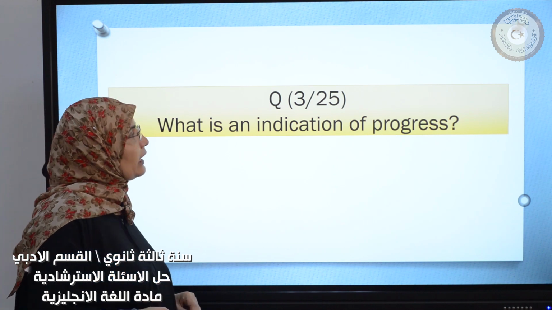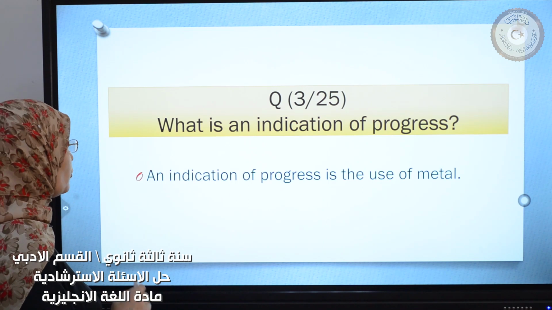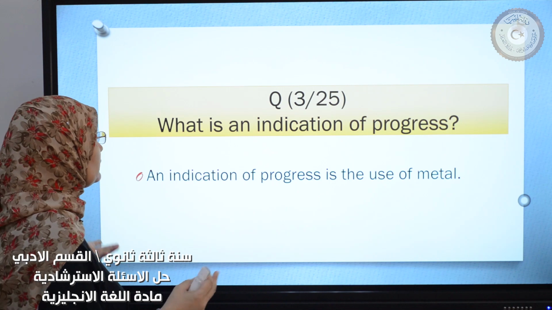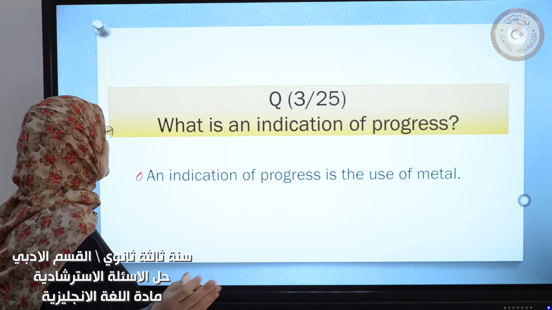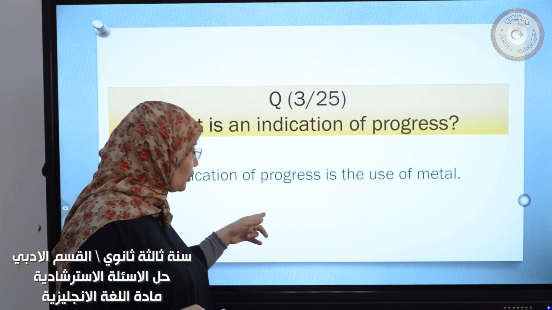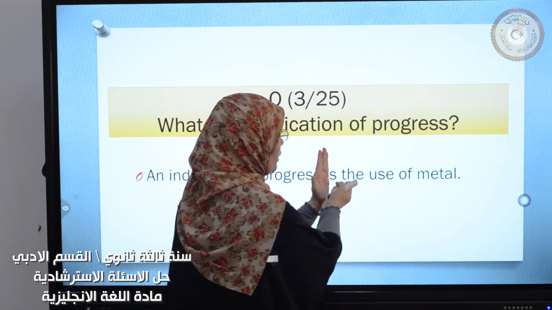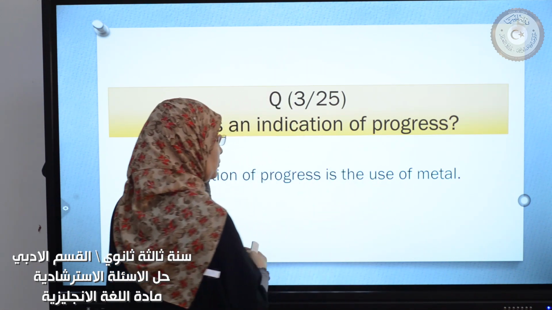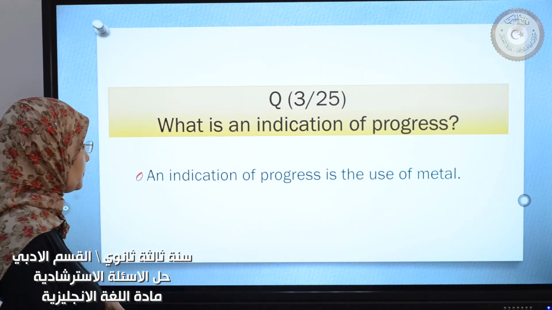What is an indication of progress? I don't have a picture here. I'll try to find a picture, but I couldn't. Google didn't have any kind of picture that would show it clearly. So you just need to memorize the information here. An indication of progress is the use of metal. This is the part that you take from the question: the use of metal.